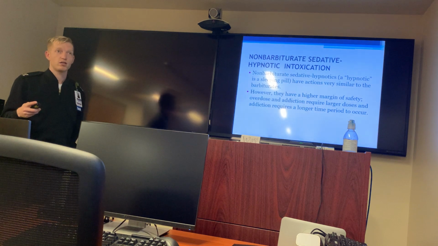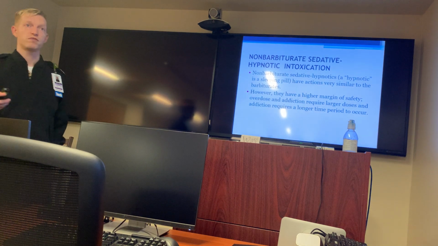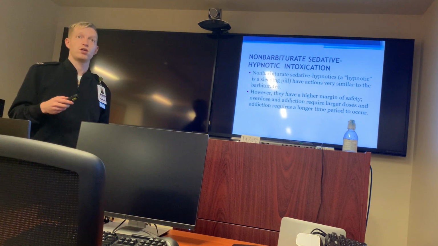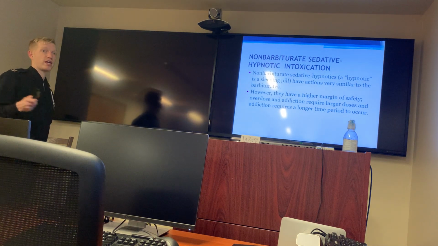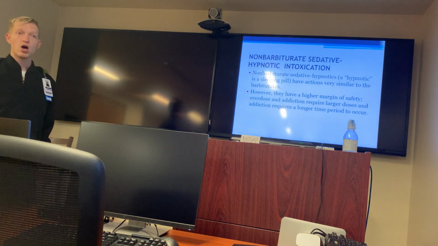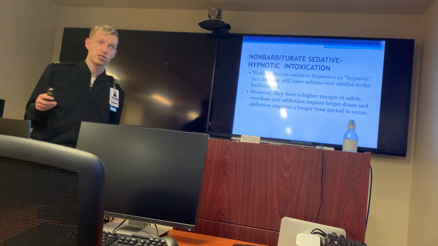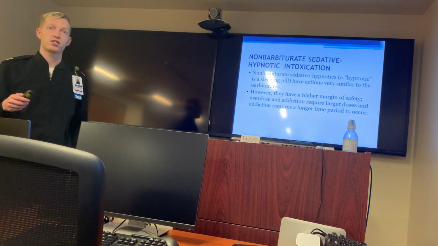So your non-barbiturate sedatives. So these are your hypnotics, like a sleeping pill, have actions very similar to barbiturates. However, they have a higher margin of safety. Addiction requires larger doses, and addiction requires a longer time period to occur.